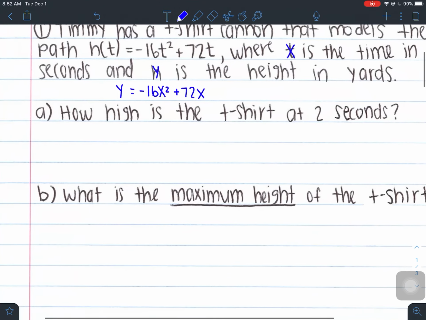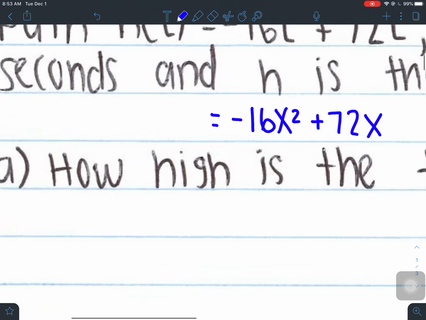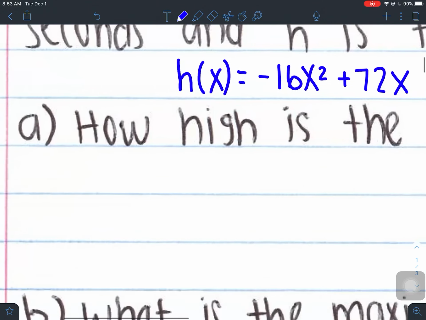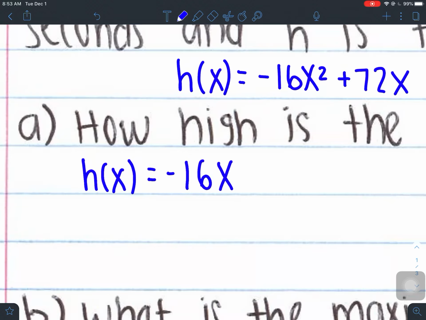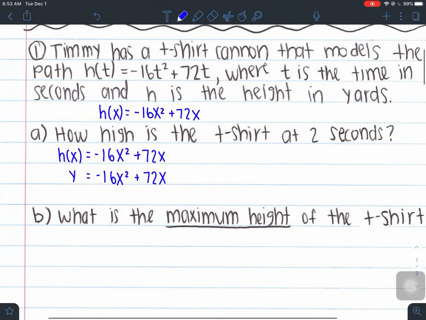All right. So the question is, how high is the T-shirt at 2 seconds? So again, that's where I'm going to use the equation I just wrote, and I'm going to keep that as h of x. H of x equals negative 16x squared plus 72x. But again, that's the same thing as y equals negative 16x squared plus 72x. Okay, so we're going to use our calculator to help us find this at 2 seconds.